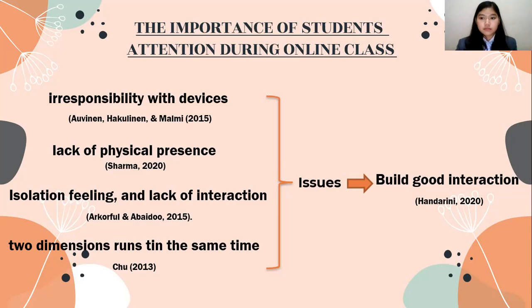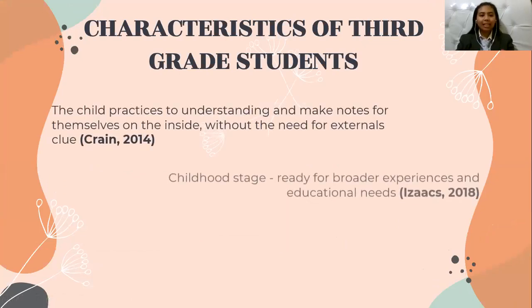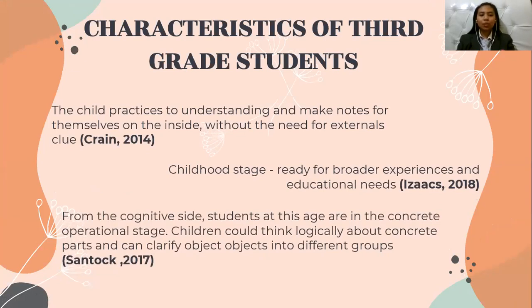The next, the second sub-focus, is the characteristics of third grade students. First, the children practice understanding and making notes by themselves without external clues. It's also known as the childhood stage, because the children are ready for broader experience. And from the cognitive side, the students learn about the abstract and concrete operational stage.